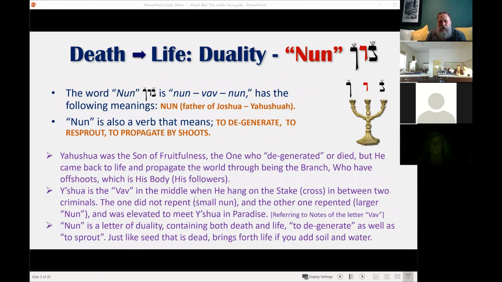So the world of duality is the physical realm. Now we see that duality also in the two Nuns. The small Nun represents the negative one, and the large Nun represents the positive one. And between those two, we see the degeneration, which is the small one, and the one that resprouts, that can be reborn or regenerated into life, which is the large Nun at the end.